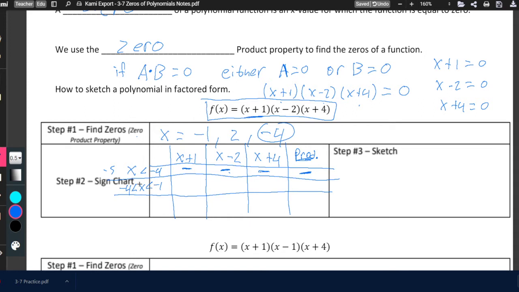So if we put a value in from this range, we'll say negative 3. In our first one, negative 3 plus 1 is negative 2, so our value is negative. Same for the second: negative 3 minus 2 gives negative 5, also negative. And for the last one, negative 3 plus 4 gives us positive 1, a positive number. And for our last column, we multiply all the columns out. Negative times a negative we already know is a positive. Positive times a positive, our output is positive.